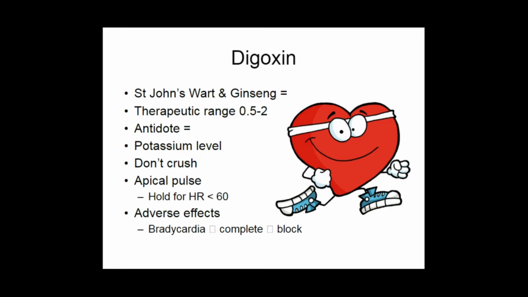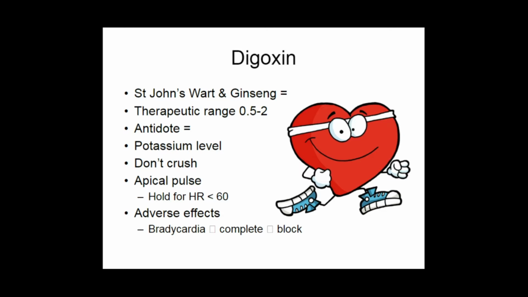Some more information about digoxin. This is a really important medication. If given with St. John's wort or ginseng, both of these actually increase the dig levels. So that could cause a person to become toxic really fast. The therapeutic range is listed there for you again. The antidote for digoxin is Digibind.